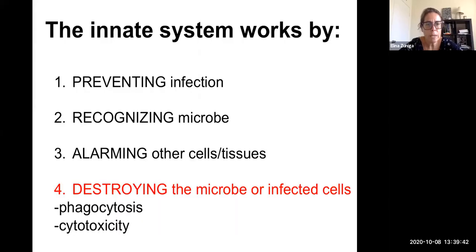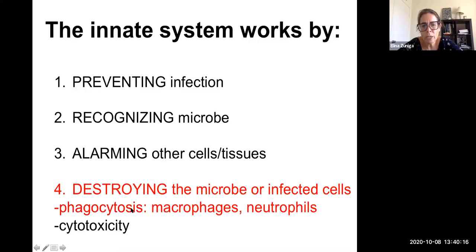And so after the cells are alarmed, the cytokines alarm other tissues, and remember we have 4 mechanisms that we checked on how they do it. There will be destruction of the microbe or of cells infected by this microbe. And there are 2 mechanisms that I want to cover today for that. One is via phagocytosis, and the other one is cytotoxicity, mediated by innate immune cells.